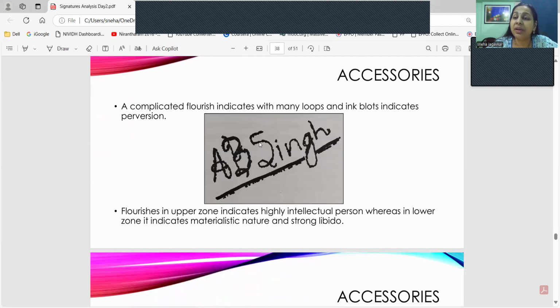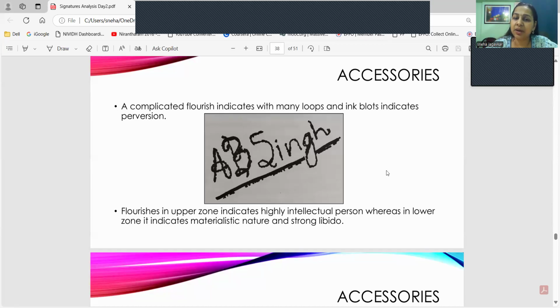Okay. A complicated flourish with many loops and ink blots indicates perversion. Now, flourishes in the upper zone indicate highly intellectual people, whereas in the lower zone it indicates materialistic nature and strong libido. Now, when I'm speaking about this first part, the complicated flourish with loops and ink blots, it indicates perversion.